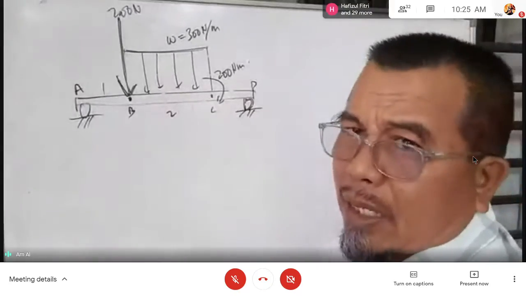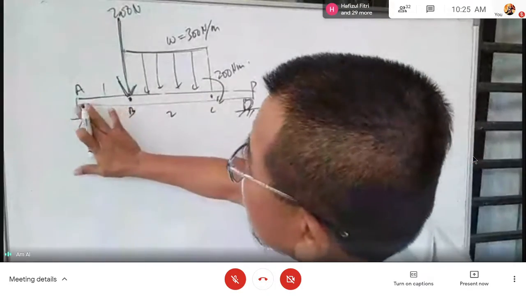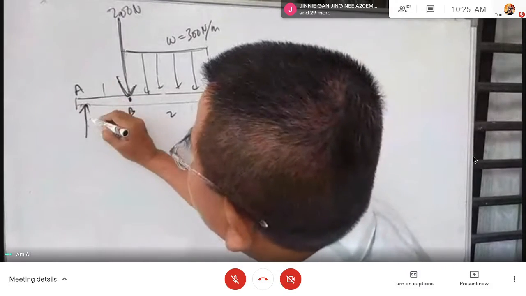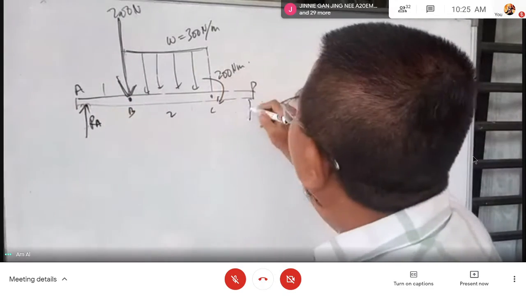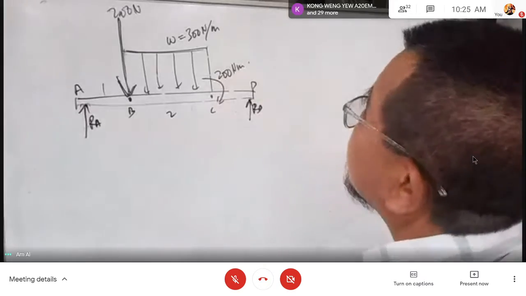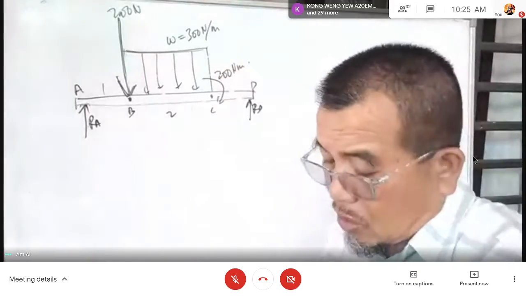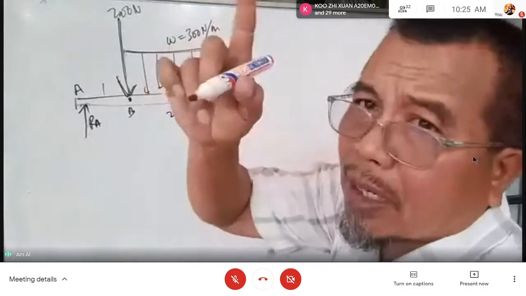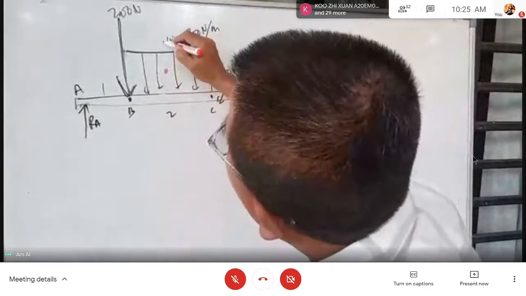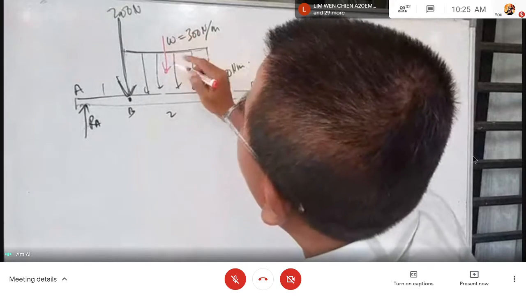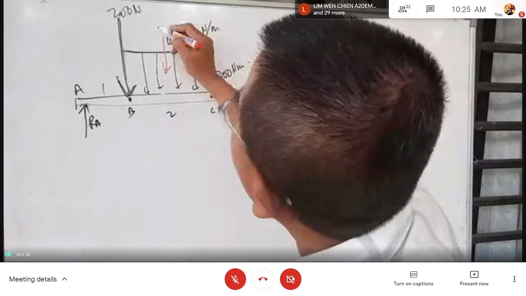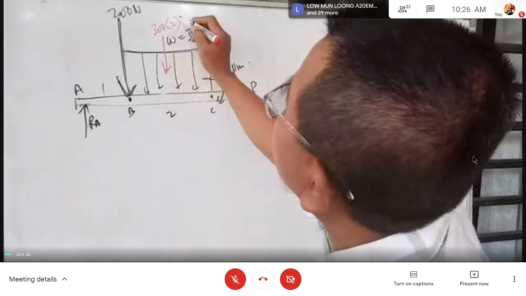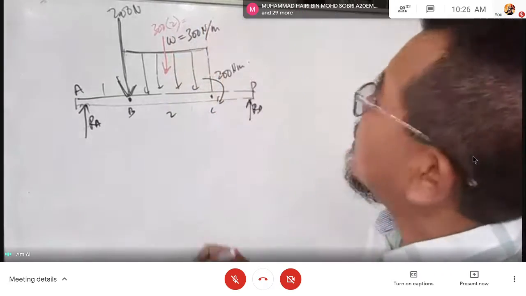For this case, I must find the reactions first. Simple reactions, the first step is a must. What is my reaction A? What is my reaction B? To do that, I have to draw this. The load here must be 300 times 2.